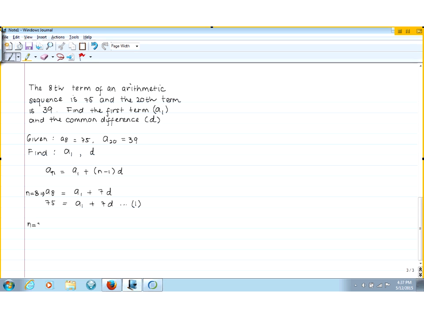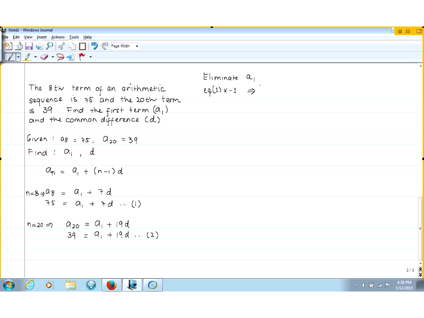Okay, so we use the formula here when N is equal to 8. Now we also can use the formula when N is equal to 20. So A20 is A1 plus 19D, and A20 is 39, so 39 is equal to A1 plus 19D. So this is equation 2. Now let's see here. We could, I guess, eliminate A1 from equation 1 and 2. So I eliminate A1, the first term.